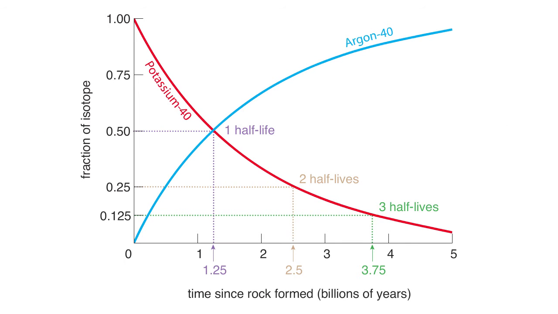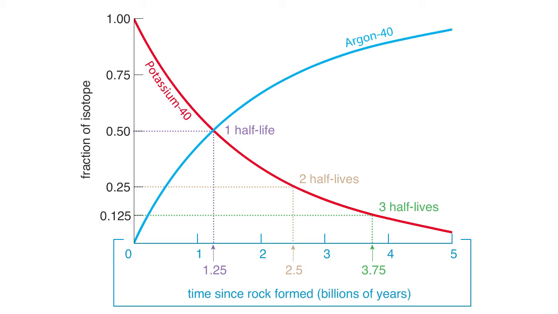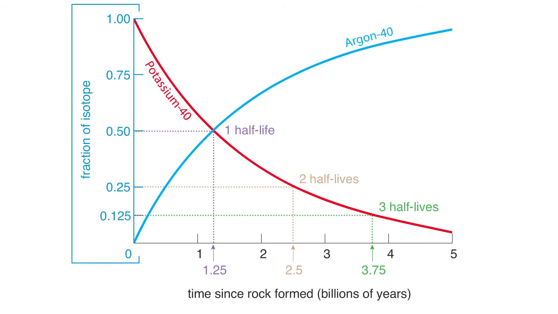Every radioactive decay process has a unique half-life that can be calculated from the decay rate measured in the laboratory. The half-life for the decay of potassium-40 into argon-40 is 1.25 billion years. So this graph shows how the proportions of potassium and argon change with time in a rock. The horizontal axis shows the time since the rock formed in billions of years, and the vertical axis shows the fraction of nuclei for the two isotopes. The red curve for potassium-40 starts at 1, meaning that 100% of the potassium-40 nuclei are intact when the rock first forms. The blue curve starts at 0 because there is no argon-40 at that time.